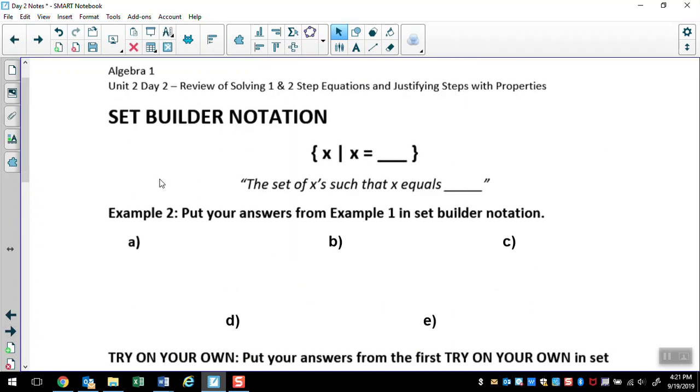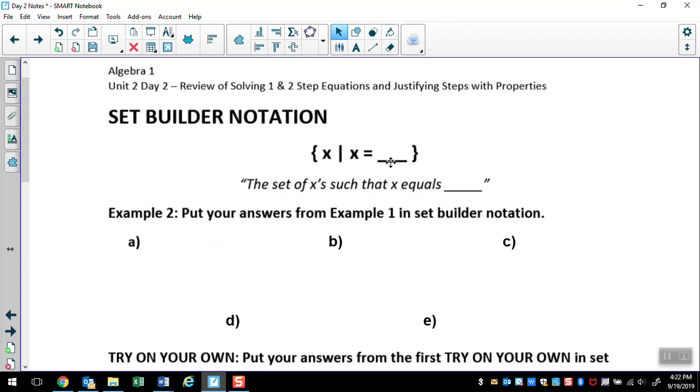Next, we're going to talk about set builder notation. So while solving 1 and 2 step equations is review for you guys, set builder notation is something new. Set builder notation is just a fancy way of writing our answers. So it looks like this. We're always going to have a bracket, and then whatever variable was used in the problem, and then we use that variable again. And we read this as the set of x's such that x equals, and then whatever we got as an answer.